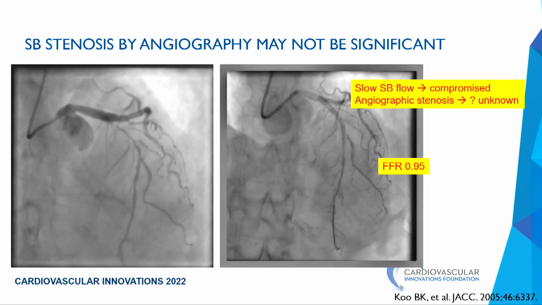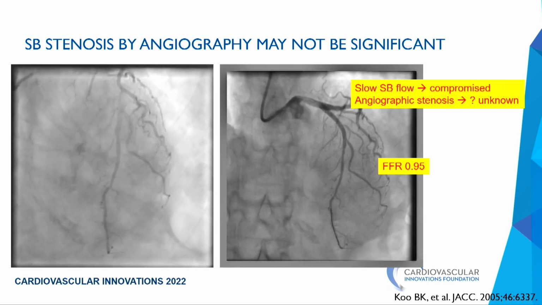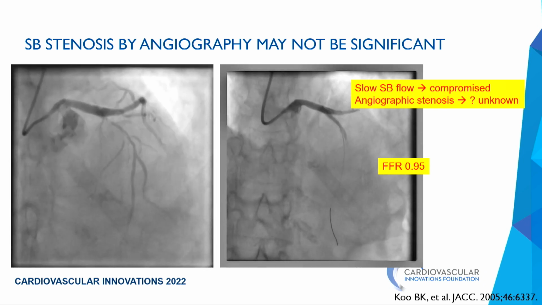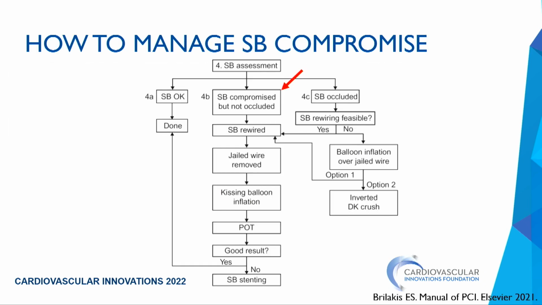Angiographic appearance is one thing, but evaluate that by some sort of physiology. So FFR was performed of that diagonal artery, and FFR was 0.95, so it was left alone. So in both of these cases, there was no compromise of the side branch, and the provisional stenting was done as expected.